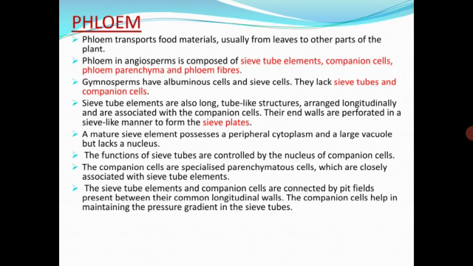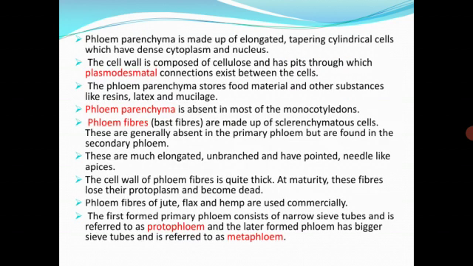So phloem is a food conducting tissue and its components are sieve tube elements, companion cells, phloem parenchyma and phloem fibers. Phloem parenchyma is made up of elongated tapering cylindrical cells which have dense cytoplasm and a nucleus. The cell wall is composed of cellulose and has pits through which plasmodesmatal connections exist between the cells. The phloem parenchyma stores food material and other substances like resins, latex, and mucilage. Phloem parenchyma is absent in most of the monocots.